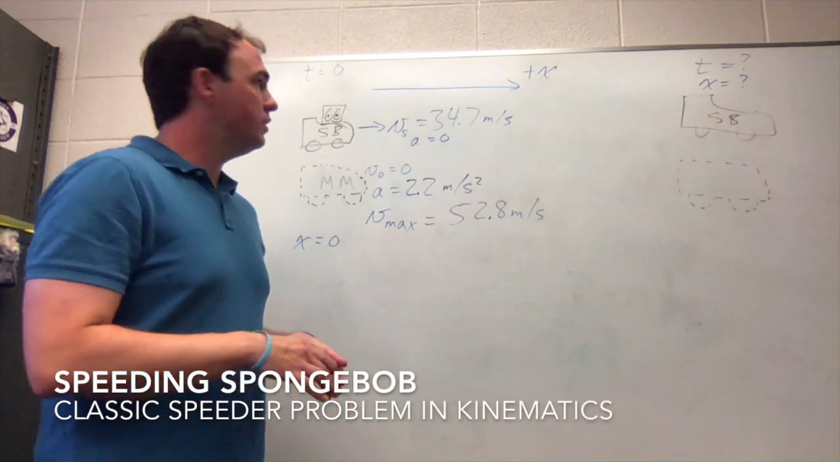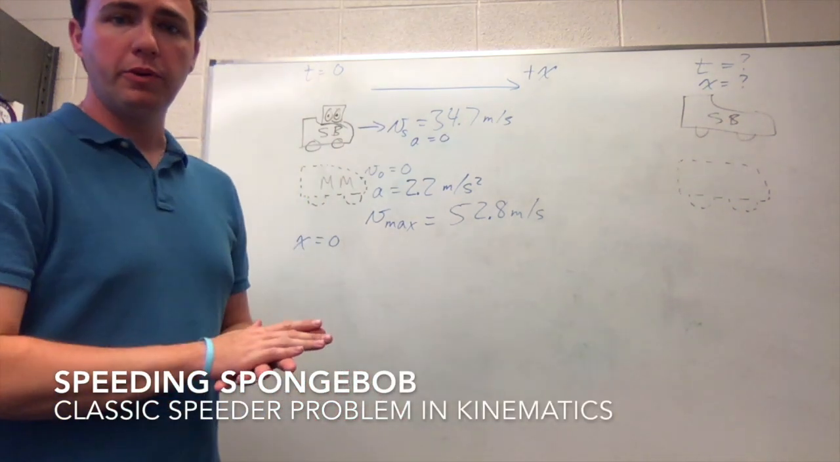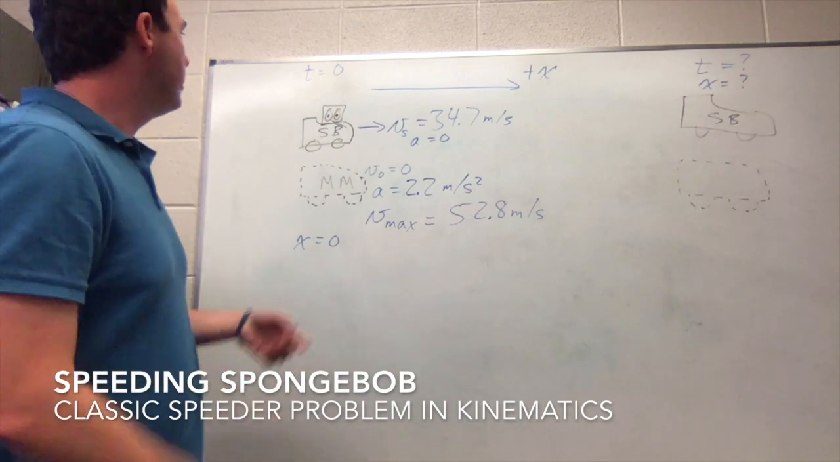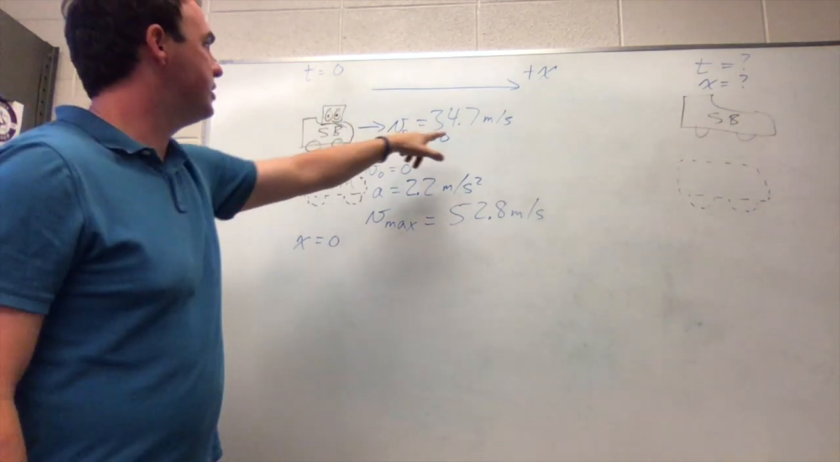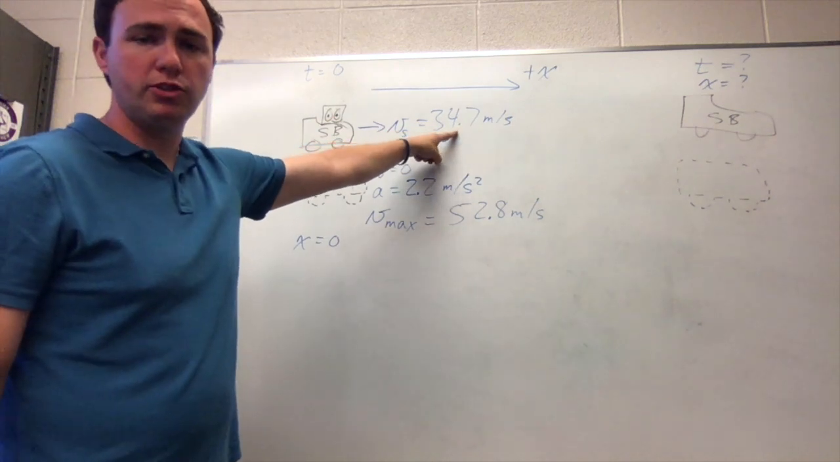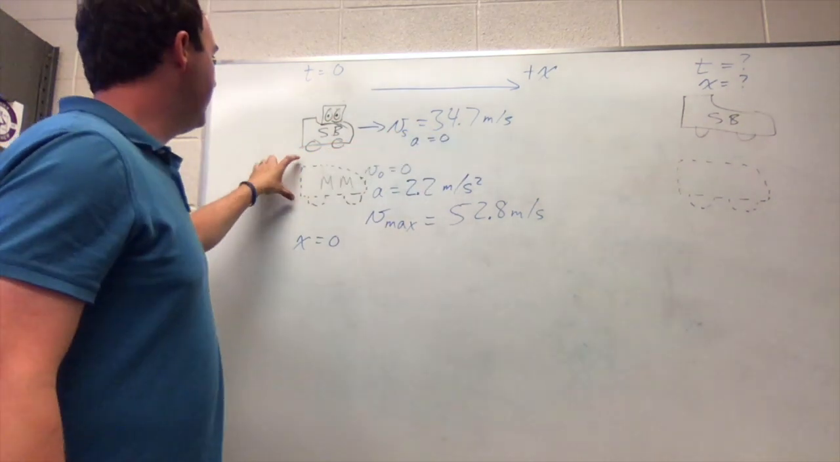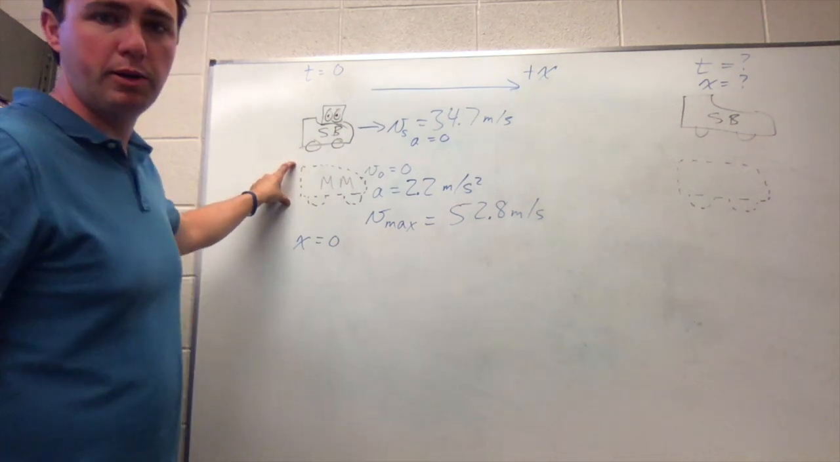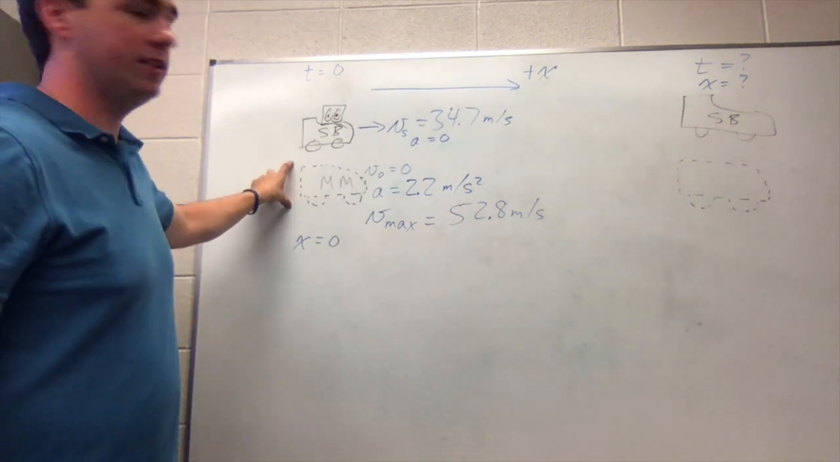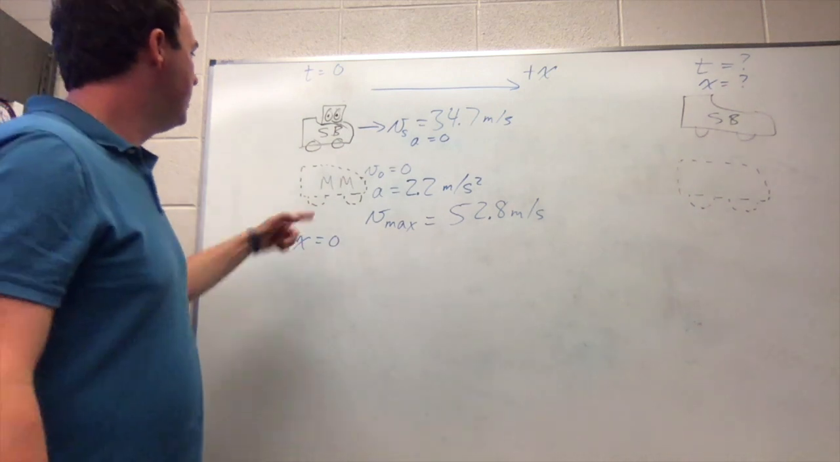So this is the SpongeBob problem that we were discussing in class, where SpongeBob is speeding along at a constant velocity, his top speed of 34.7 meters per second. And he passes Mermaid Man and Barnacle Boy here in the invisible boatmobile. It's hard to draw something invisible, so I've put dotted lines there.